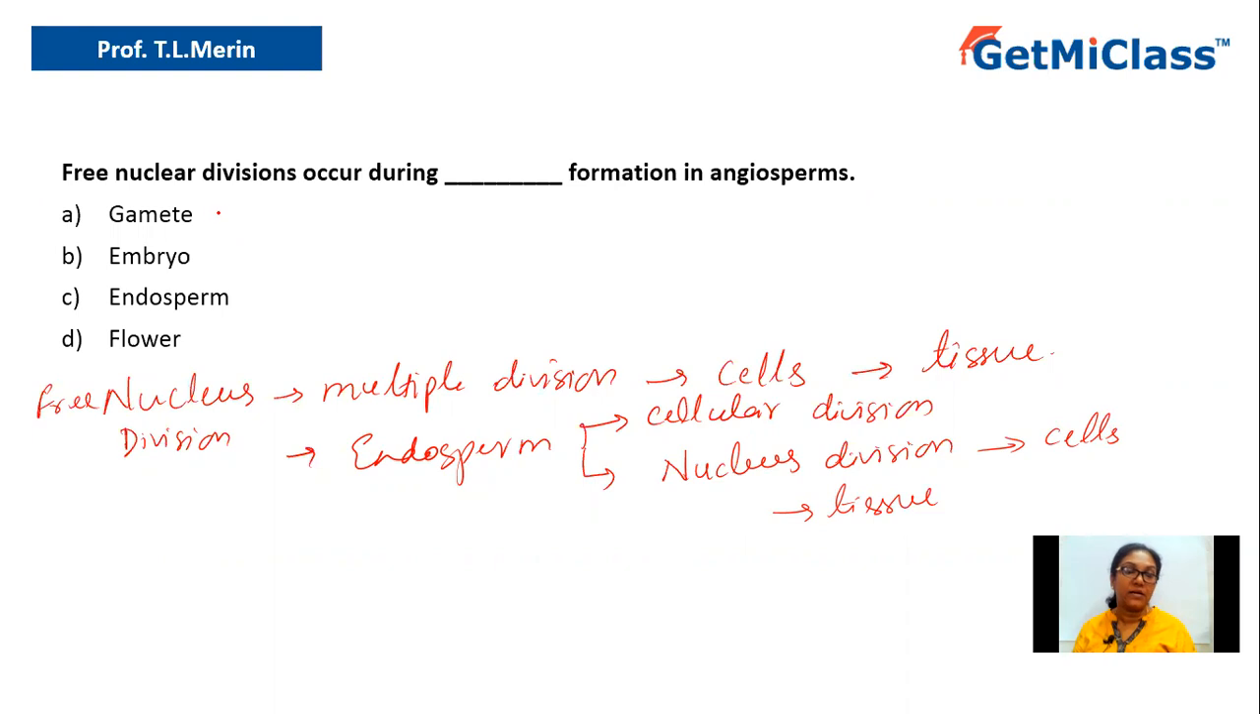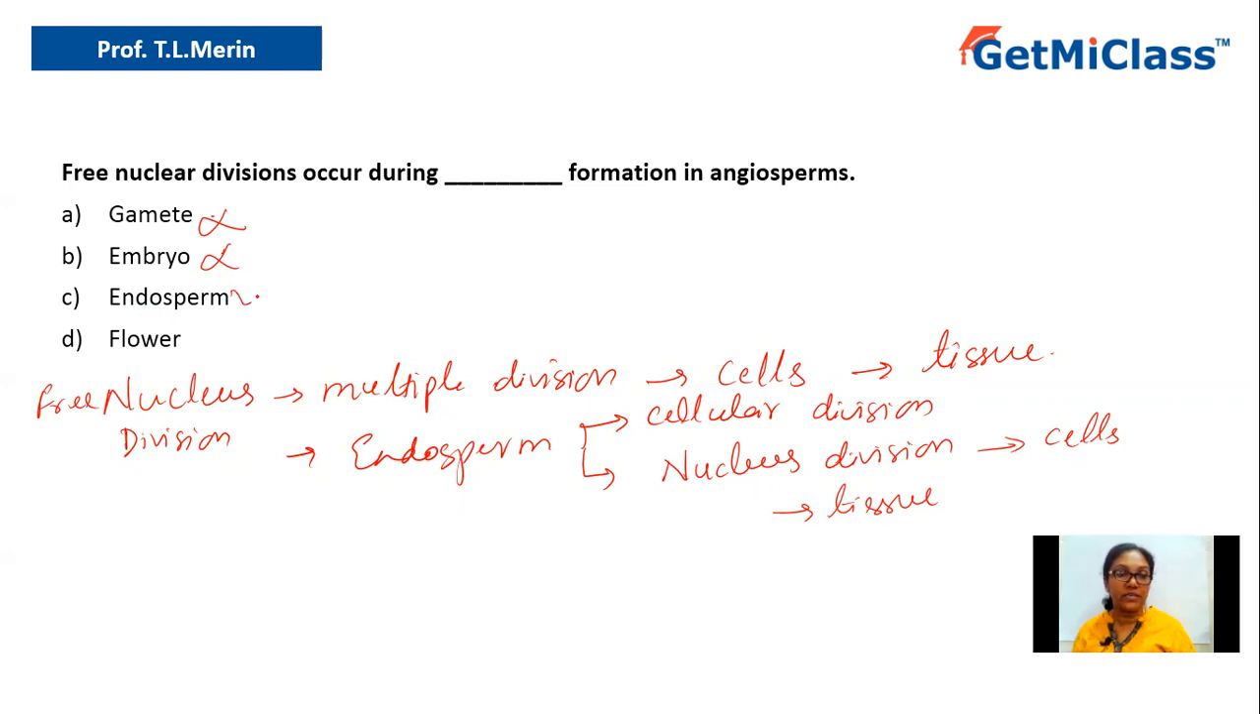Option A says gamete. Gamete formation happens by mitotic division, and it doesn't happen by free nuclear division. Nuclear division happens during the cell division itself. Hence option A is ruled out. Option B says embryo. Embryo, again, is formed from the zygote by mitotic division only. It is not that first the nucleus will get divided into multiple nuclei, and then cell membranes are formed around them. Nothing like that. As karyokinesis happens, immediately cytokinesis happens. Now that is ruled out.